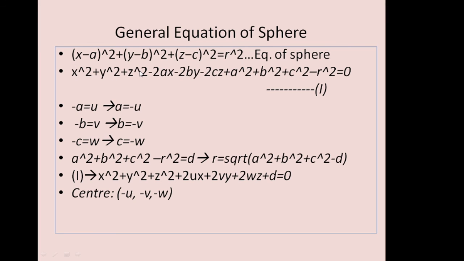So the center of sphere 1 is (a, b, c). Therefore, the center of this new equation is (minus u, minus v, minus w). That is, if the equation is expressed in this form, then its center is (minus u, minus v, minus w). This form is called the general equation of sphere. Similarly, the radius of the sphere, if it is in general form, is r equals the square root of u square plus v square plus w square minus d.